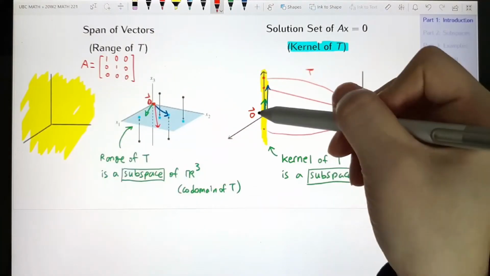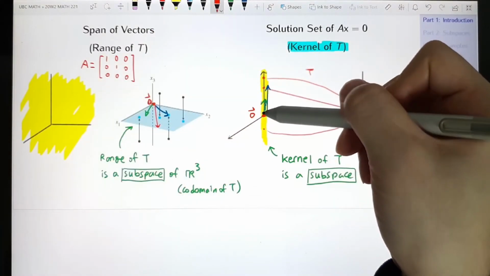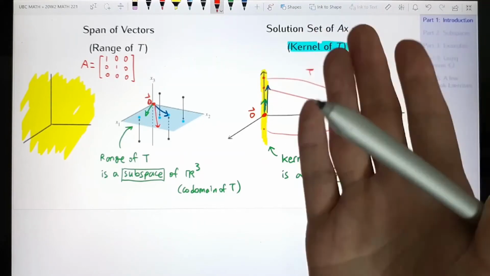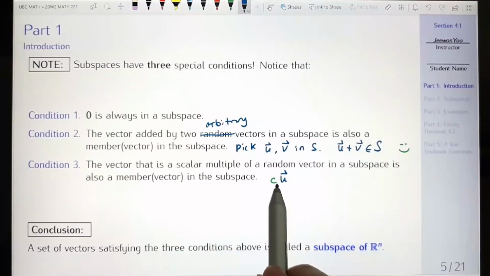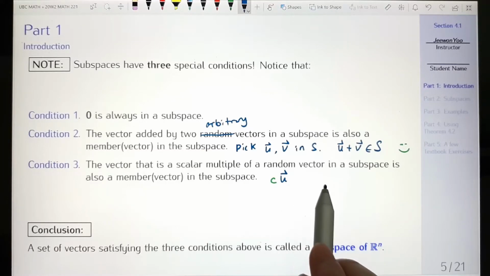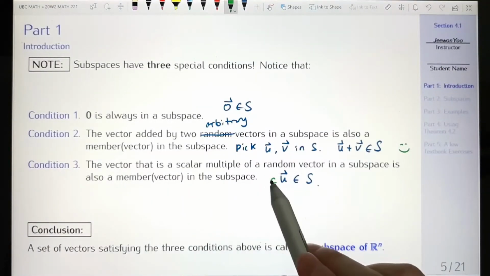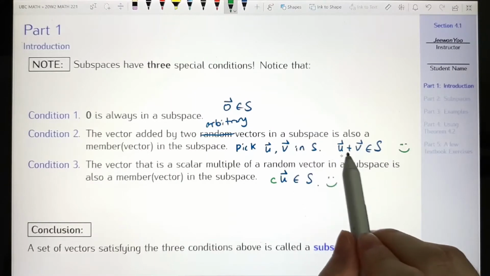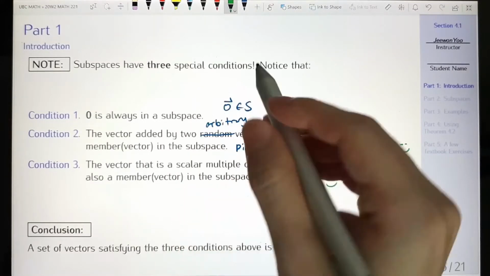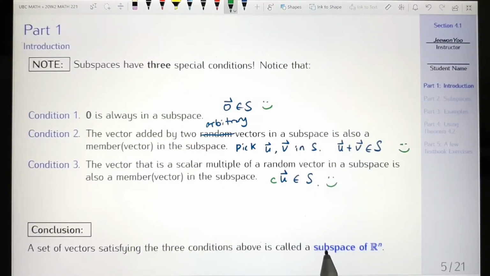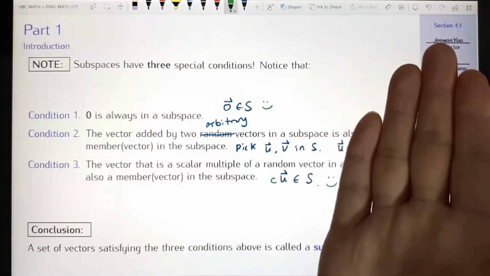Condition 3, a scalar multiple of a single random vector in the space must also be a member in that space. Do you understand? A scalar multiple of some random vector u must also be living in S. If you can satisfy this condition, then you can call that particular space a subspace of Rn, which is a Euclidean space. Do you understand everything so far?